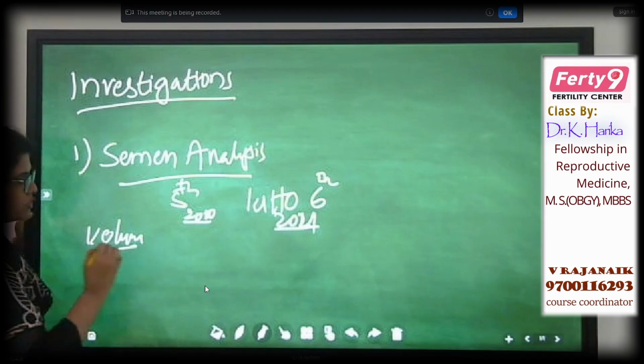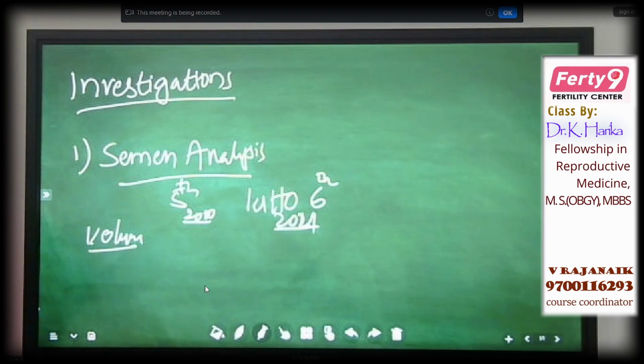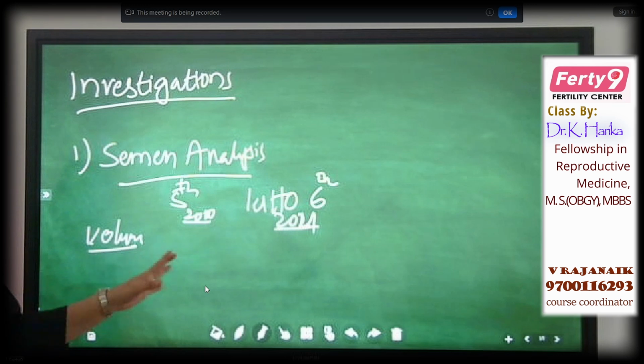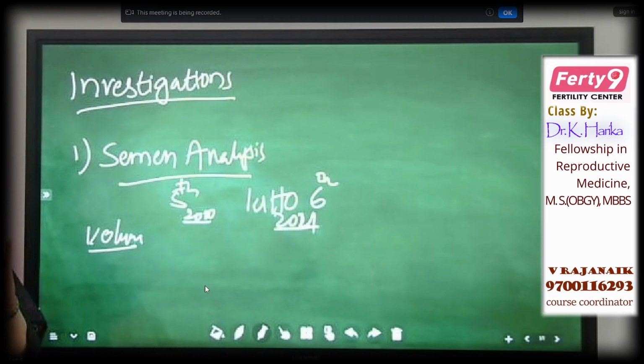volume. We'll be discussing the lower limit. When we see the semen analysis report, we'll categorize the semen reporting into a few things. First, we have to note the volume of seminal fluid. Next important thing is concentration. Next is motility. Next, morphology. These are the utmost important parameters.